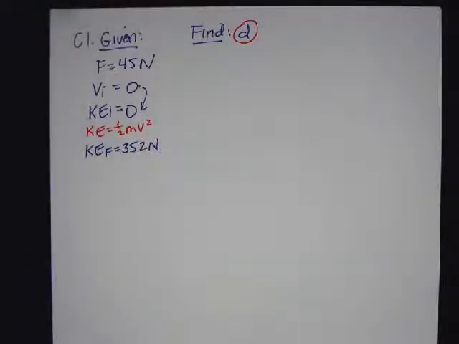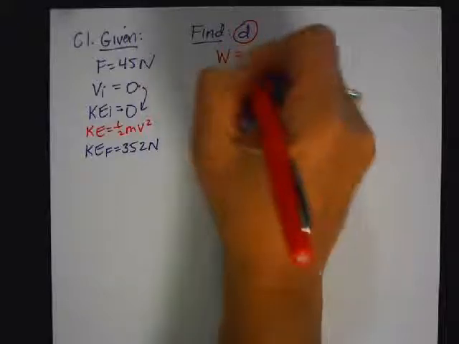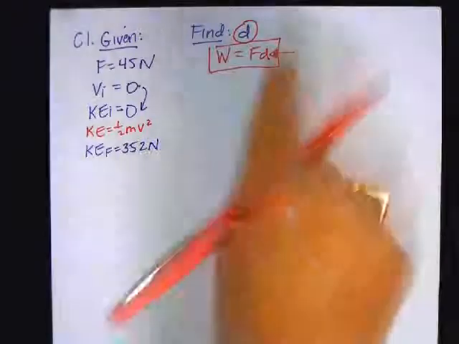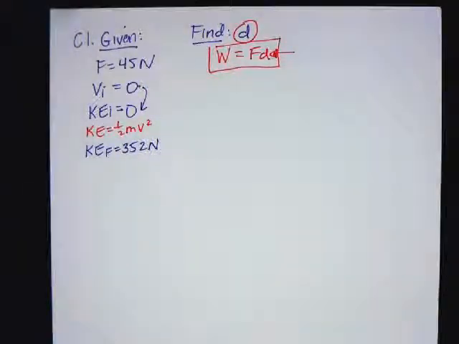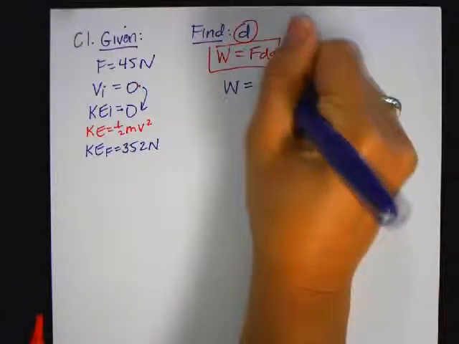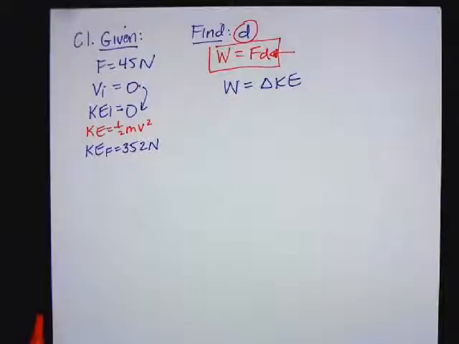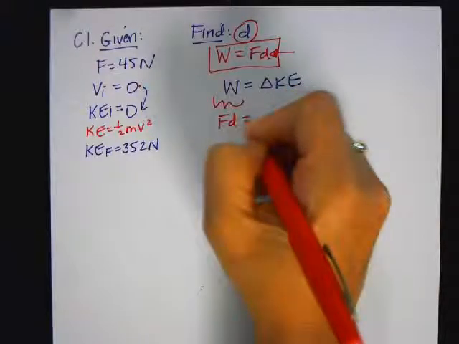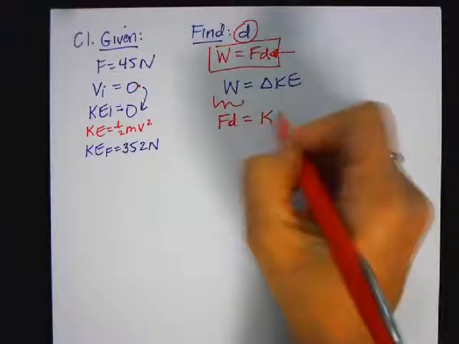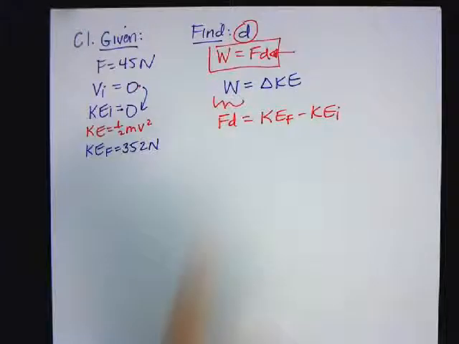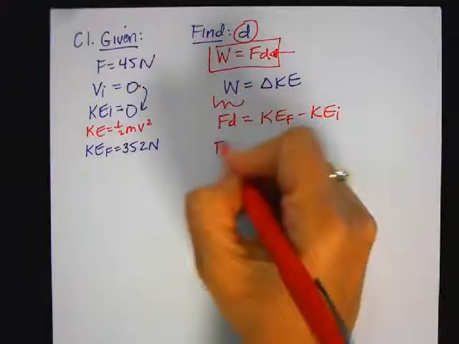Now, we learned yesterday that work is equal to FD. That's what we learned yesterday. So we can find how far by finding D. But what we learned today is that work is equal to the change in kinetic energy. And this is how we're going to work all the problems in practice C. So what do I know? I know work is equal to FD, and I know the change in kinetic energy is equal to KEF minus KEI.